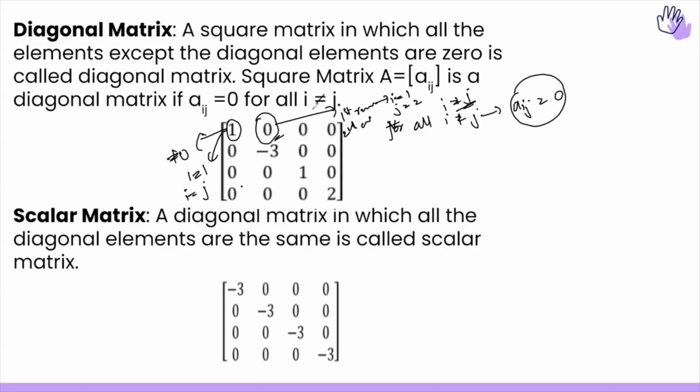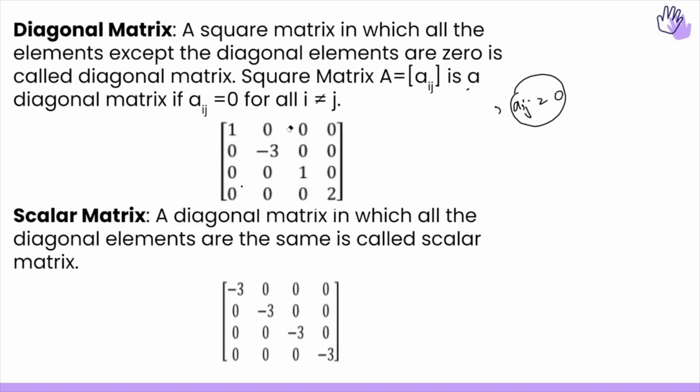So in a diagonal matrix, your Aij, the element at the ith row and jth column, will be 0 if i is not equal to j. That is the basic. Or in easier terms, you can remember that in the diagonal, the elements can be non-zero, and in the non-diagonal positions, all the elements will be 0. That's it. Very easy to remember.